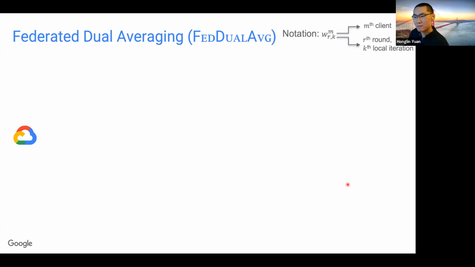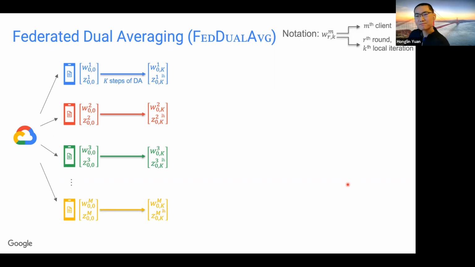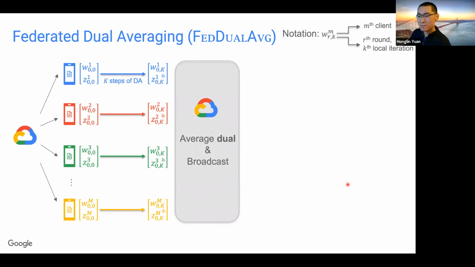Now we are ready to present our main algorithm, federated dual averaging. Compared with federated averaging, there are two main differences here. The first difference is that each client runs an instance of dual averaging instead of stochastic gradient descent, because you have to account for the proximal part. The second, which is the main difference, is that during the communication, instead of sending the primal states W, you are sending the dual states Z to this orchestration server. And these dual states are averaged and broadcast back to another round of clients.